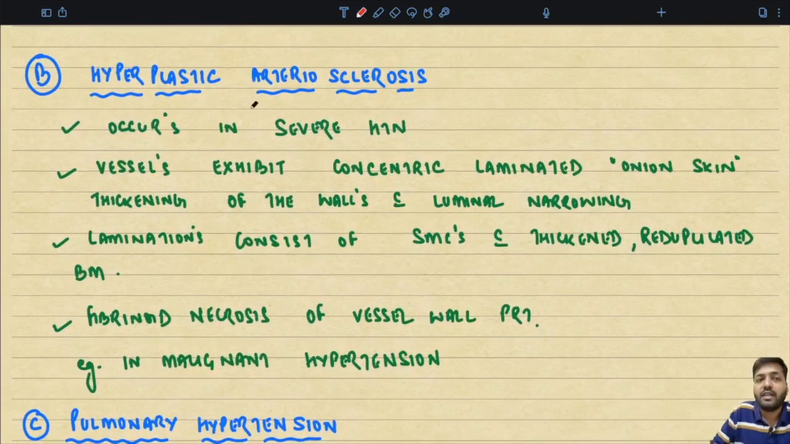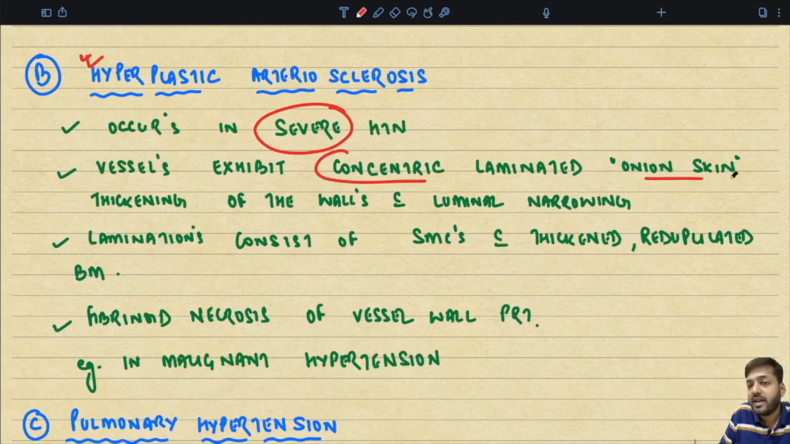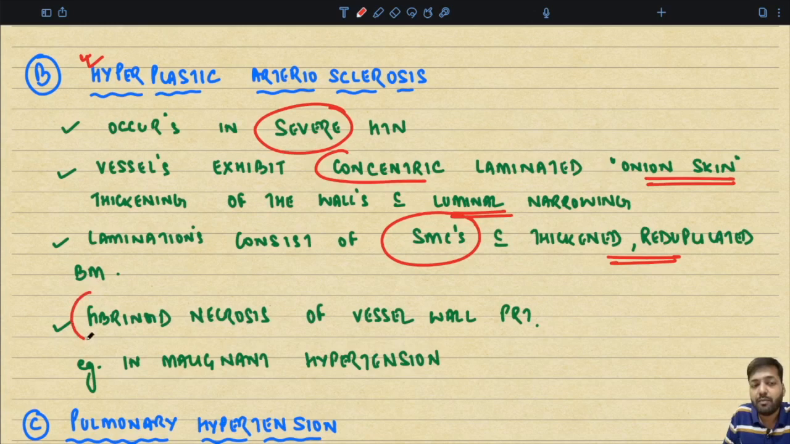The second important thing is hyperplastic arteriosclerosis. It occurs under the condition of severe hypertension, wherein the systolic blood pressure becomes more than 200. The vessels exhibit concentric laminated onion skin thickening of the walls with luminal narrowing. Laminations basically consist of smooth muscle cells with thickened reduplicated basement membrane. Now we also appreciate fibrinoid necrosis of the vessel wall over here.